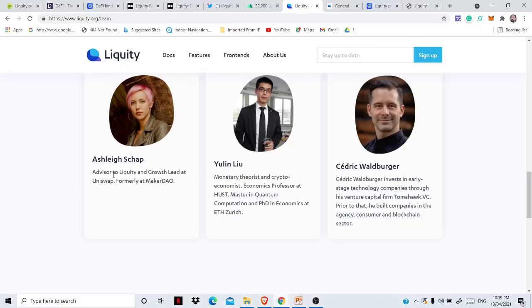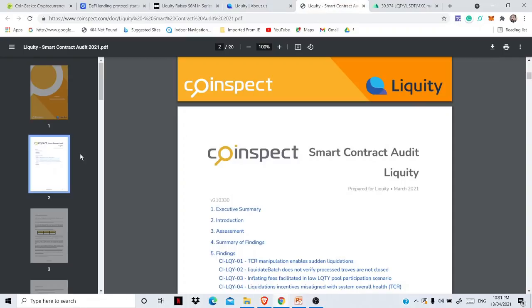person that I really like to mention is Ashley. She worked for Uniswap and formerly worked at MakerDAO as well. So the team of Liquity is quite solid. They know how to deliver in this space. They not only have exposure to blockchain, but they already have exposure to similar products in the past. So I really believe in the team. I think the team is really solid, and Liquity's smart contract is audited by CoinSpect.